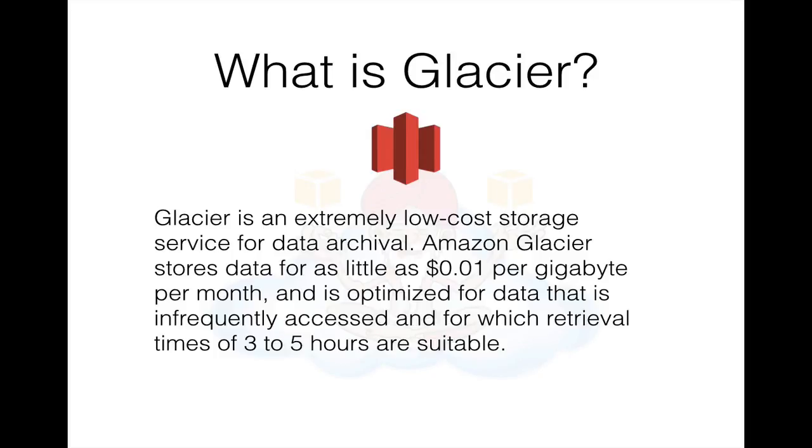Okay, so let's move on to Glacier. What is Glacier? Glacier is an extremely low-cost storage service for data archival. Amazon Glacier stores data for as little as 1 cent per gig per month and is optimized for data that is infrequently accessed, for which retrieval times of 3 to 5 hours are suitable. So Glacier is effectively data archiving.